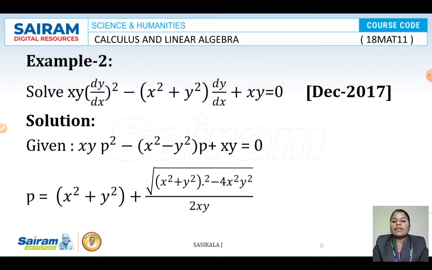Okay. So now the second example: solve xy of (dy by dx) the whole squared minus (x squared plus y squared) into dy by dx plus xy is equal to 0. So given that, xy into dy by dx is nothing but p, right? It's p squared minus (x squared minus y squared) into p plus xy is equal to 0. Same thing you can apply like the previous one. a value is xy, b value is minus of (x squared minus y squared), c value is xy. Minus into minus will get cancelled. Substitute: minus b plus or minus root of b squared minus 4ac by 2a.